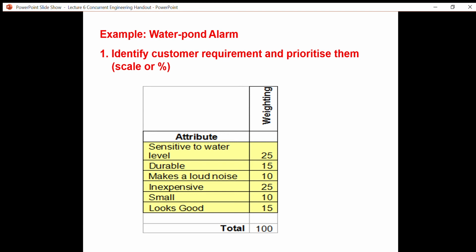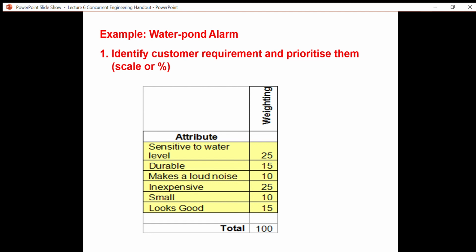For example, we want to develop a water pond alarm. From this, we need to identify customer requirements and prioritize them, doing a weighting for this. So we have the attributes here for the water pond alarm: sensitive to water, number 1, water level, number 1, durable, number 2, makes a lot of noise because it's an alarm, inexpensive, so we need to produce a cheaper one, small, and looks good. These are the attributes for the water pond alarm.